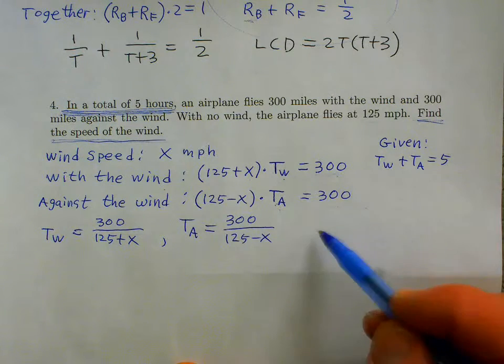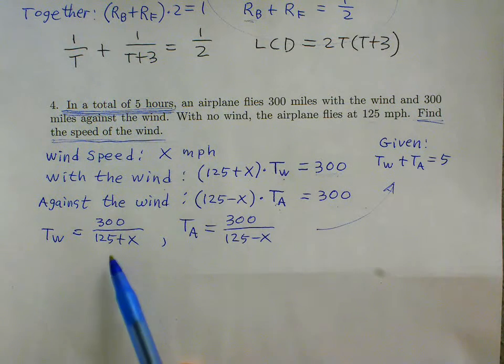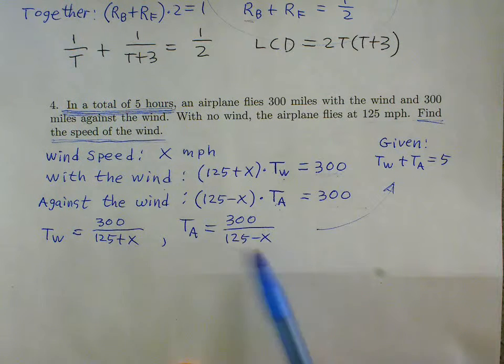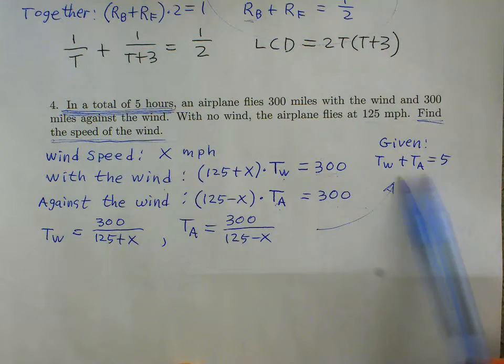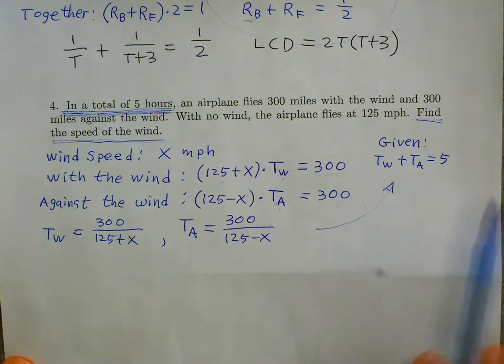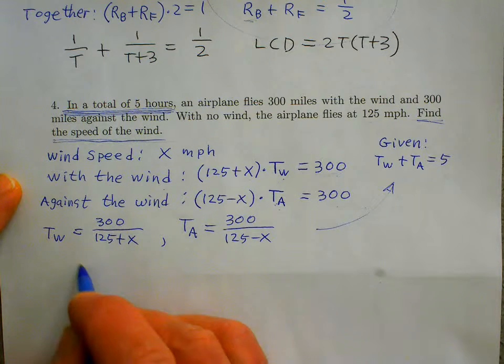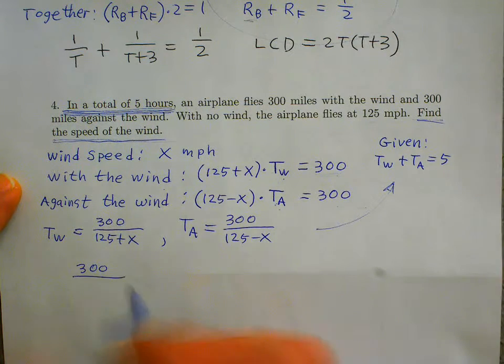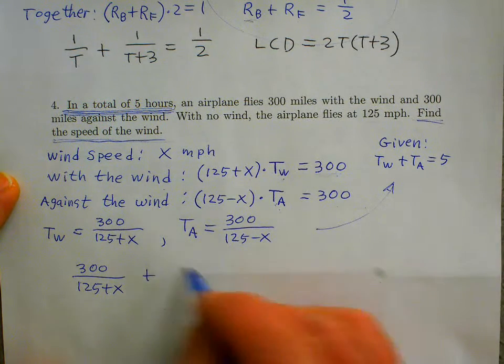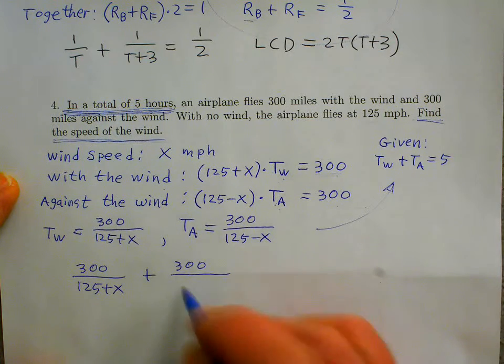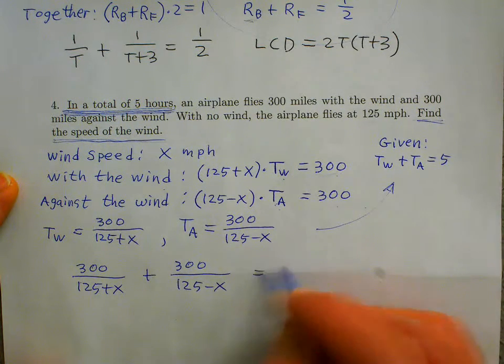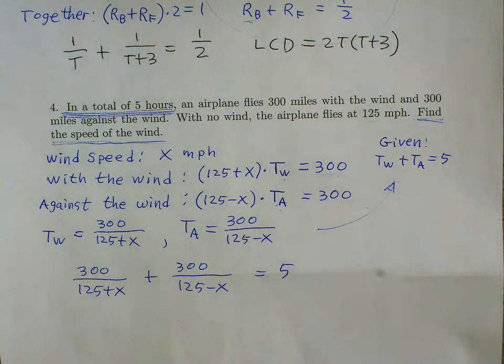Then we substitute these expressions in the variable x into this equation. Since T sub W plus T sub A equals 5, we get 300 divided by 125 plus x plus 300 divided by 125 minus x equals 5. So we finally have our equation whose only variable is x.